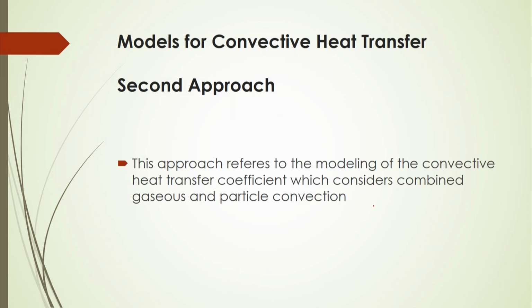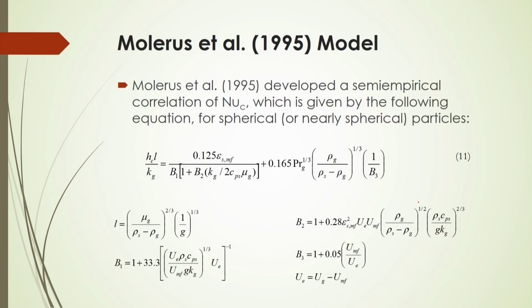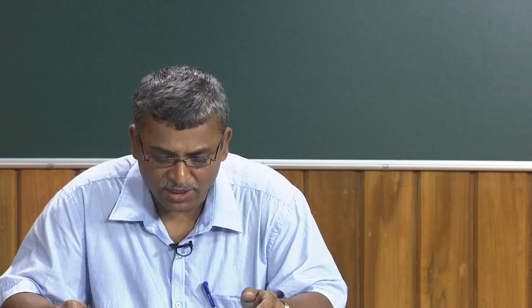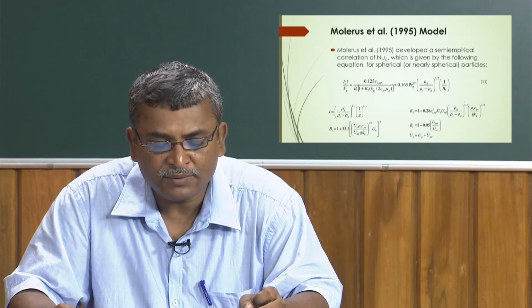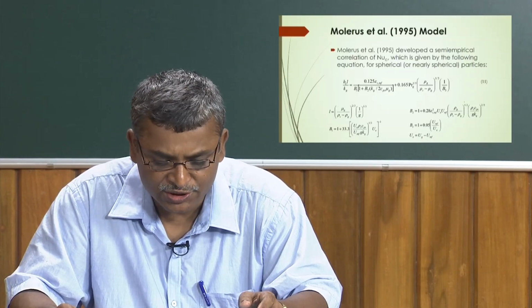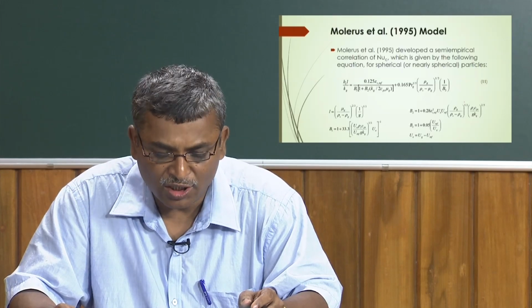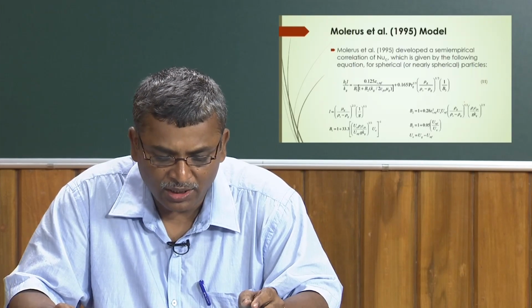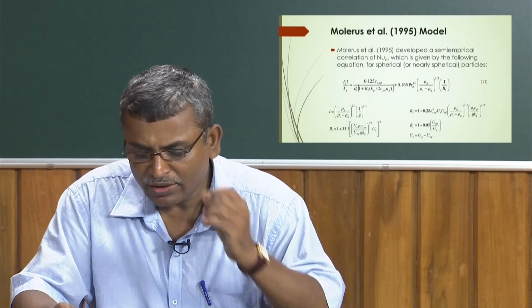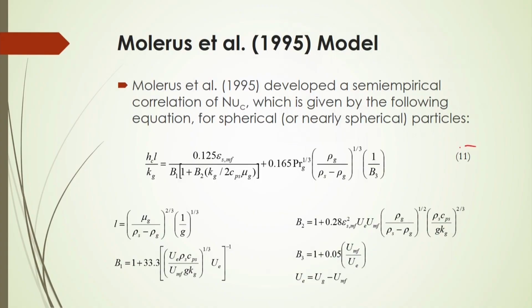The second approach refers to the modeling of the convective heat transfer coefficient, which considers the combined gaseous and particle convection. In this case, based on this consideration of gas and particle movement, Molerus et al. in 1995 developed a semi-empirical correlation for the Nusselt number of the convective heat transfer coefficient. They have given this equation for spherical or nearly spherical particles as equation number 11.